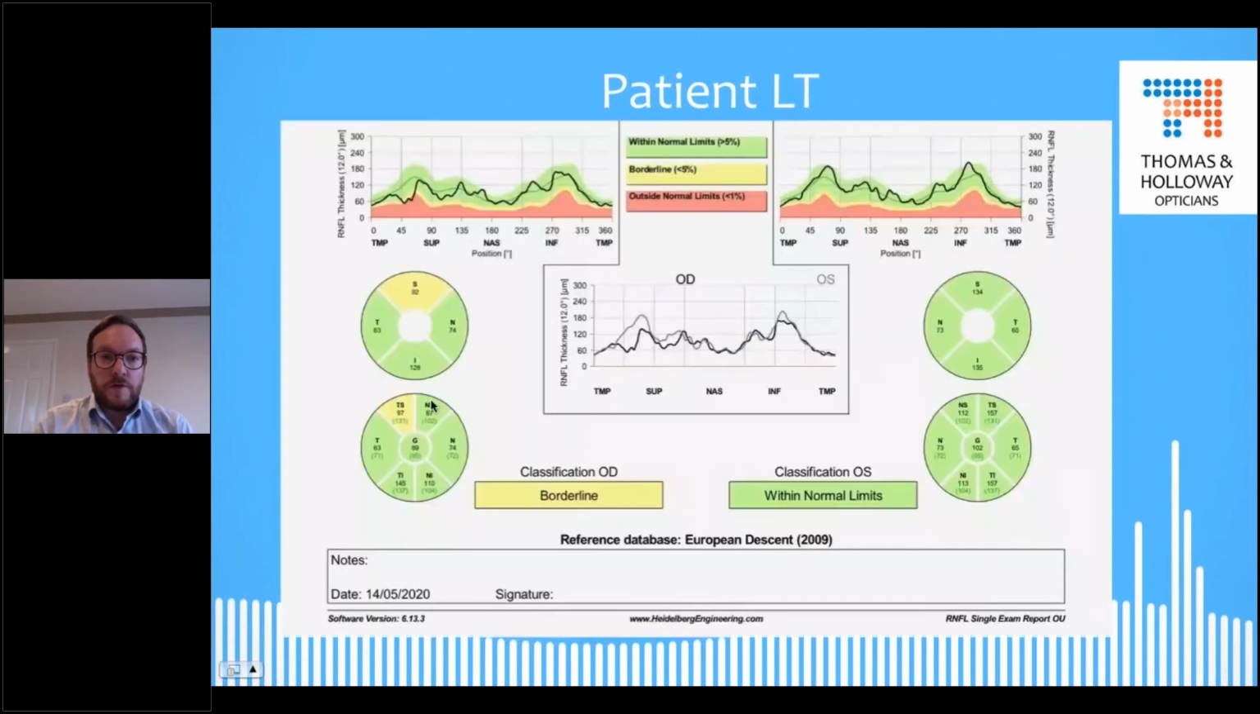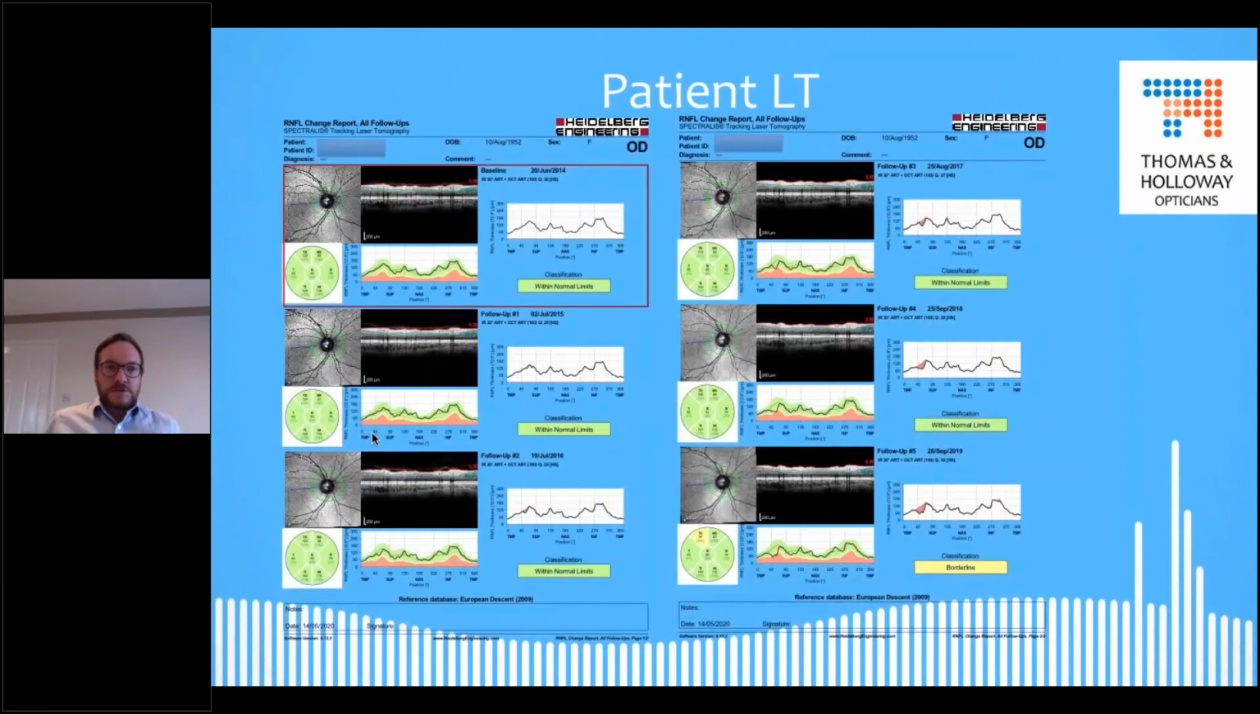And when we look at the RNFL plot, sure enough, the temporal superior segment of this right eye is measuring as being borderline. Now, again, this is a patient who's been coming to see me for a number of years. And over the course of those years, that temporal superior segment has reduced from 129 to 97 microns between 2014 and 2019. So over 5 years, it's decreased by give or take 32 microns. So quite a significant drop over that period of time.